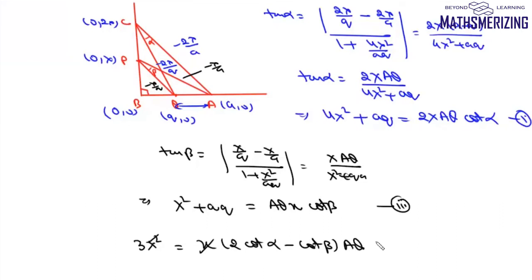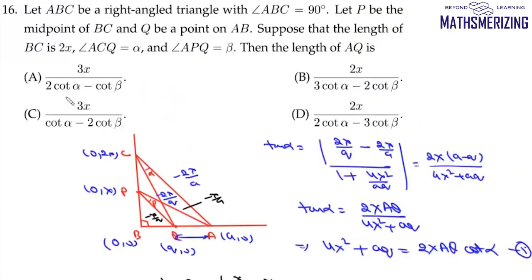Now this x and x will cancel. So we can write AQ as 3x upon 2 cot alpha minus cot beta, 3x upon 2 cot alpha minus cot beta, and that's your option A.